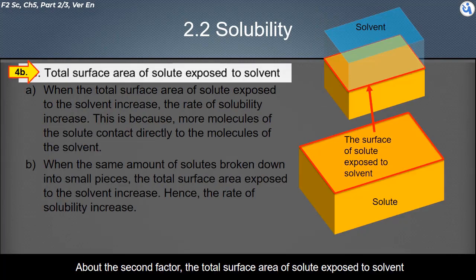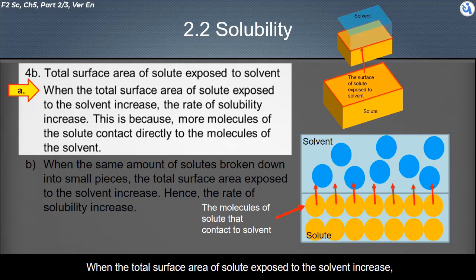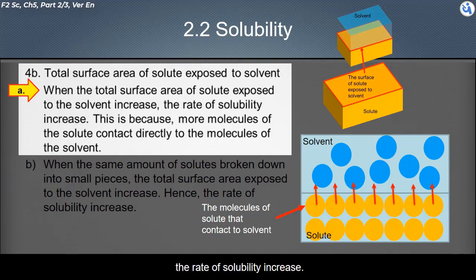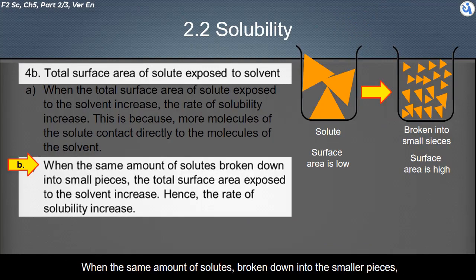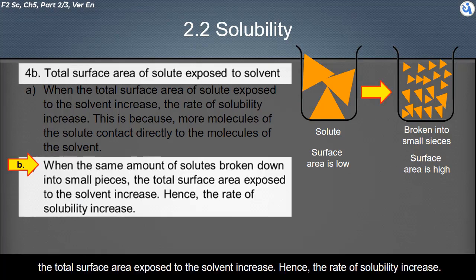About the second factor, the total surface area of solute exposed to solvent. When the total surface area of solute exposed to the solvent increases, the rate of solubility increases. This is because more molecules of the solute contact directly with the molecules of the solvent. When the same amount of solute is broken down into smaller pieces, the total surface area exposed to the solvent increases. Hence, the rate of solubility increases.